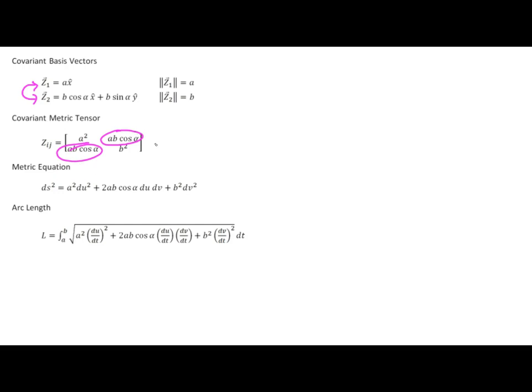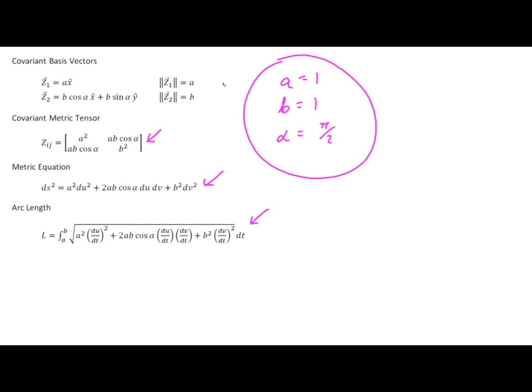And finally, I want to point out that if you set a equal to 1, b equal to 1, and alpha equal to pi over 2, and substitute that into everything down the line here, you're going to see these results would exactly be the same as Cartesian coordinates, because that's what they are when we set these values this way.